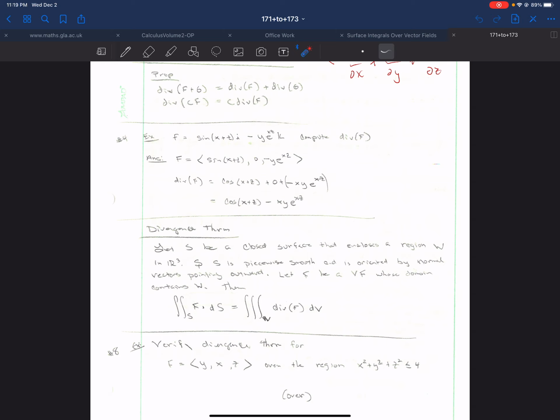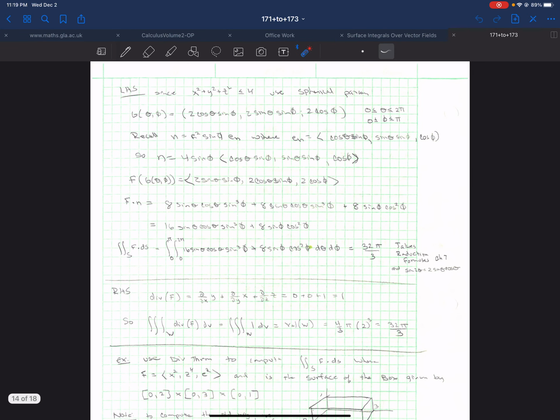To verify this, I need to check the left side, and this we already know how to do. This was previous homework that we've already done. That is just a surface integral over a vector field. The right side, though, is a triple integral. It involves the new thing, the divergence of the vector field, but at the end of the day, it's just a triple integral. So let's see how this works out.